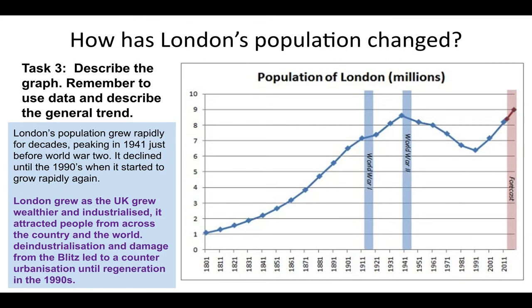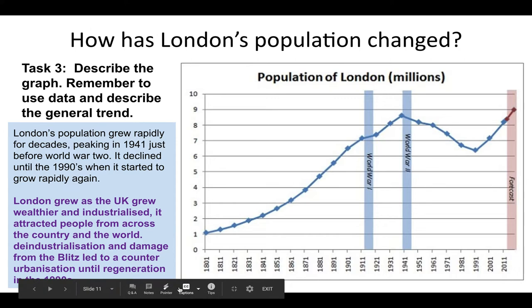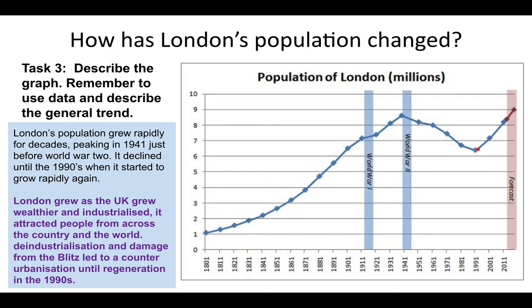We said it peaks in 1941, just before World War II, and it declined until the 1990s, which we see over here, when it started to grow rapidly again. On any line graph like this, the steepness of the line tells us about the rate, how quickly that number is growing. If we want to look for reasons for this, over this entire period of time, London grew as it became wealthy, industrialized, and attracted people from across the country and across the world. So there's lots of reasons that have contributed to this huge growth.